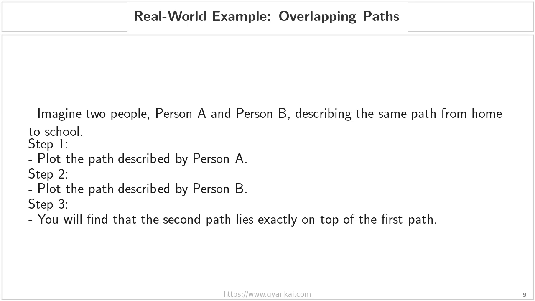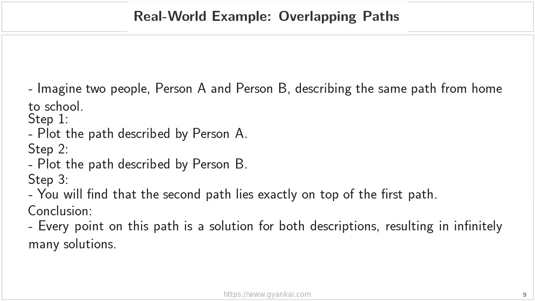Now, in step 3, you will notice something very specific. Because they are describing the same route, the second path lies exactly on top of the first path. They are perfectly overlapping. From this, we reach our conclusion. Since the lines are overlapping, every single point along this path is a common point for both descriptions. Therefore, we have infinitely many solutions. This is the perfect real-world representation of what we call coincident lines, which we will summarize in our final review table in just a moment.